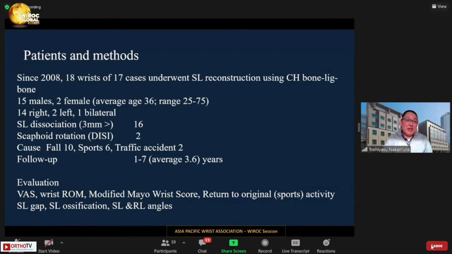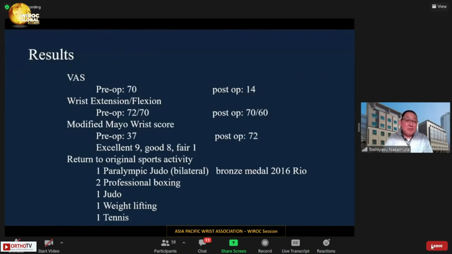Since 2008, I operated on 18 wrists. The majority were male. There was wide gapping of the SL in 16 patients. Then dynamic DISI deformity was shown in 2 cases. Most of the cases came from falls or sports activity. Then we evaluated physiological findings with radiological parameters.